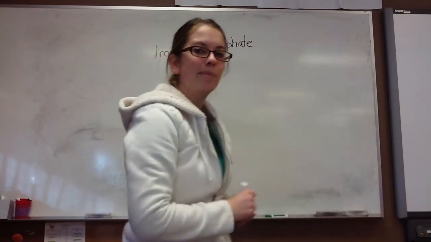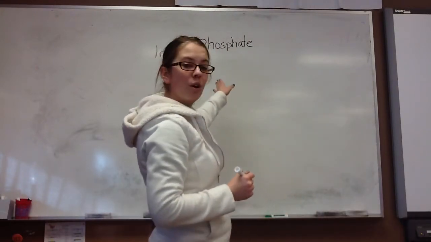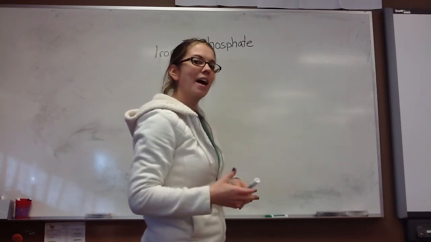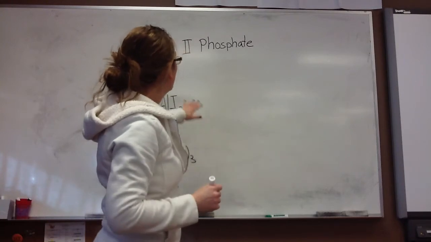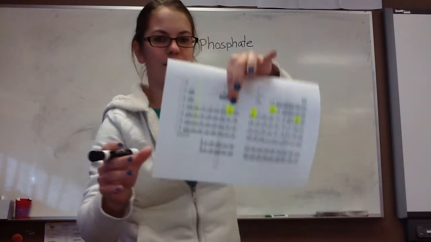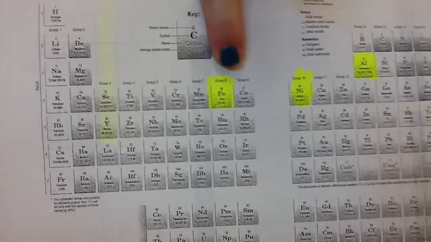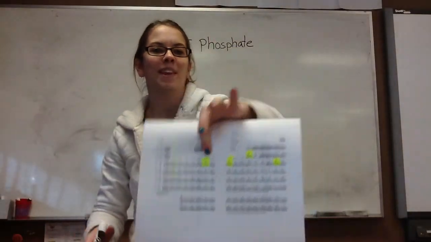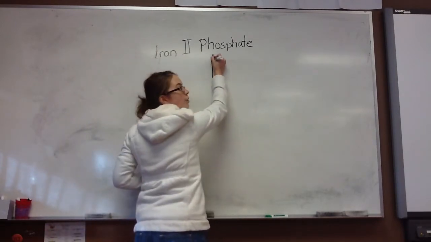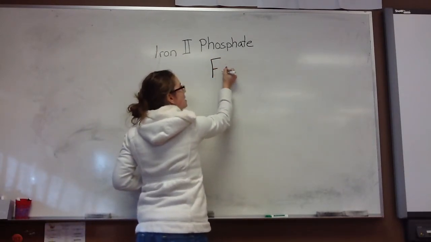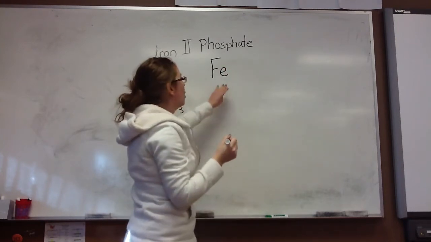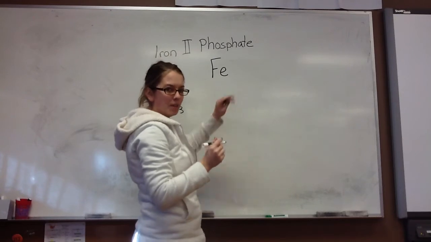The first step is to write the symbol for your positive ion first, followed by the symbol for your negative ion. So let's go ahead and do that. We start with iron, which you can find right here on your periodic table. You can see the symbol is Fe. It's important that the first letter always be capitalized, the second always lowercase, so that we know this is one element and we don't get confused.